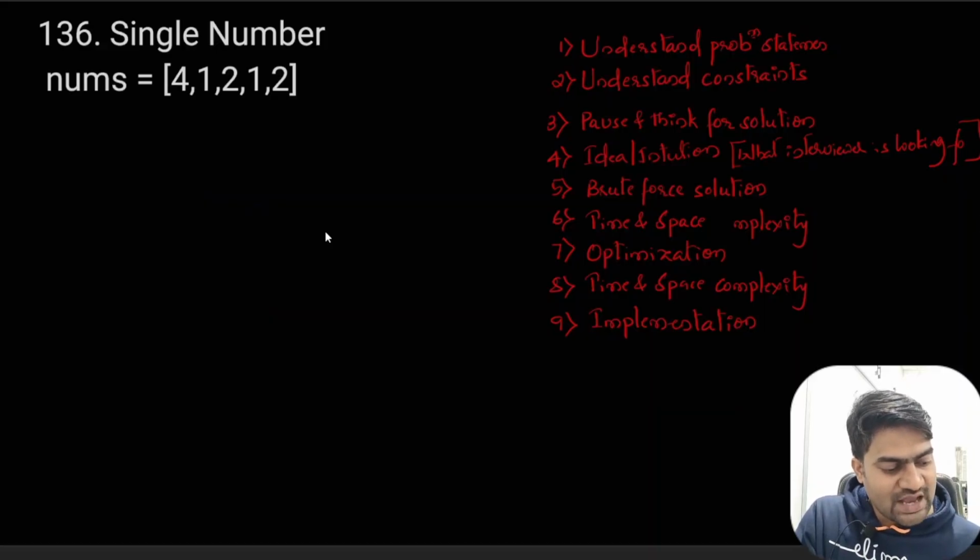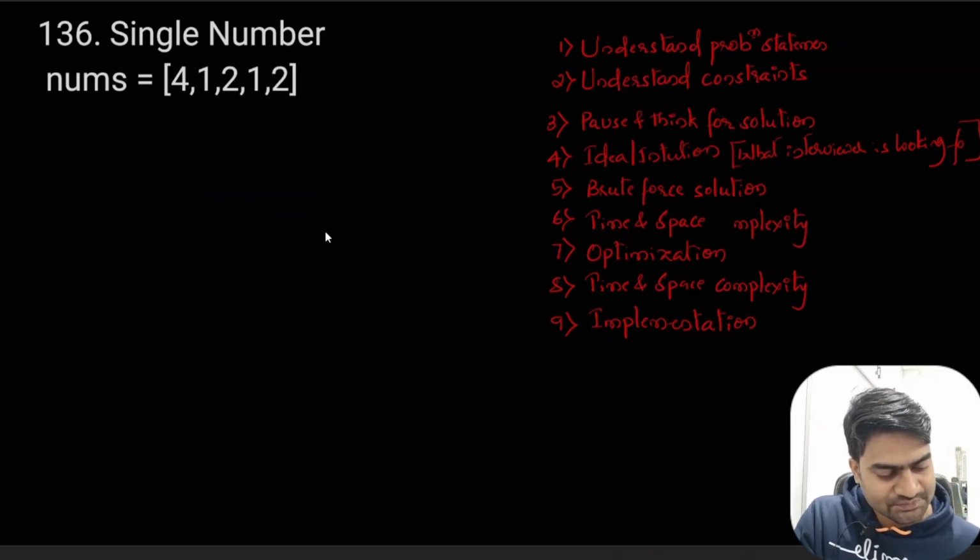With that, we also understood the constraint. For sure there will be one number which appears only once and the remaining numbers appear twice in the array. So this is pretty much clear. Now you can think for a second. You can pause the video, and if you get any possible solution, you can try to implement that, or else you can proceed with the video.